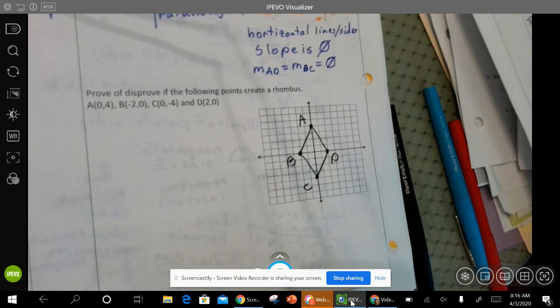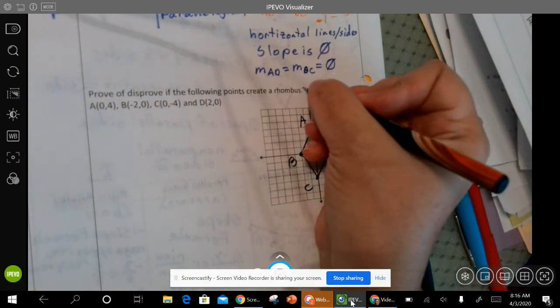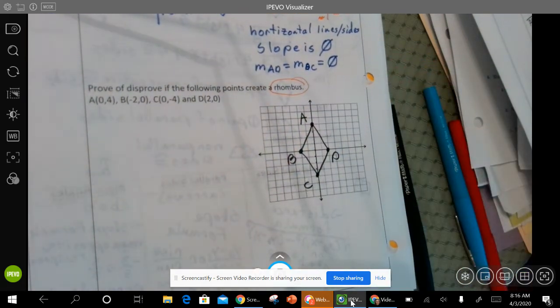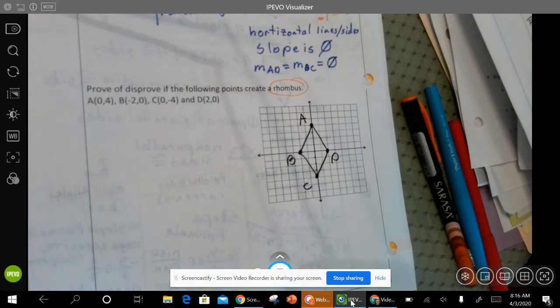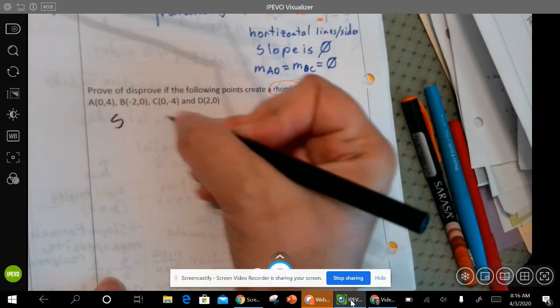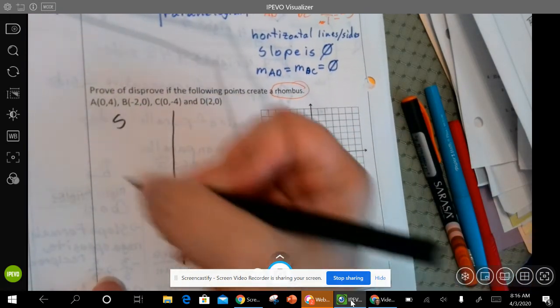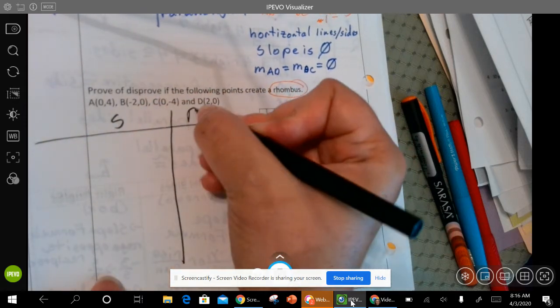Okay, so they want us to prove that this is a rhombus. For a rhombus, we have to first prove that it's a parallelogram. So we have to do that first, everybody. We'll do that just like we did with the last one. So notice this, there is a pattern to this. We're going to have to prove that the slopes are the same.